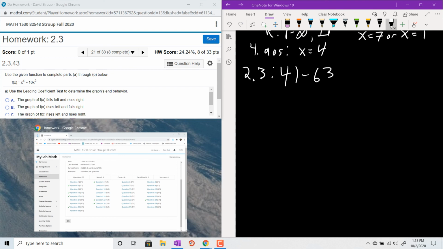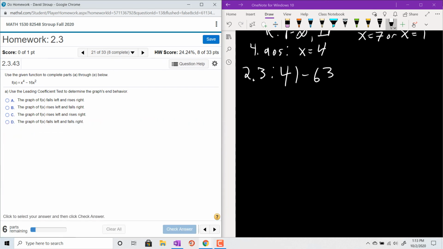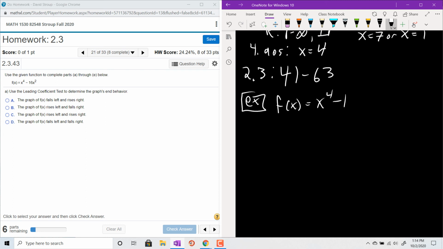In my head, I have a sort of process for doing these. So I'll go through my process and then I'll answer the questions in my math lab. We have f of x equals x to the 4th minus 16x squared. Okay, so first I identify the shape in the end behavior, and this is even degree. So even degree.